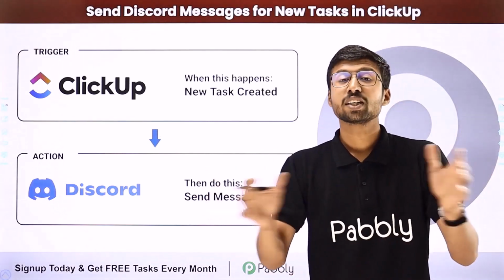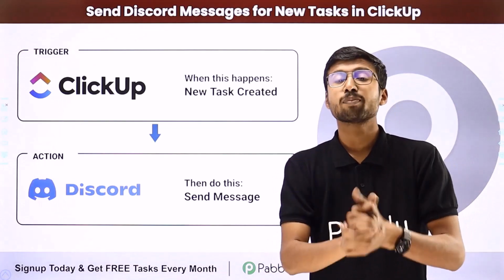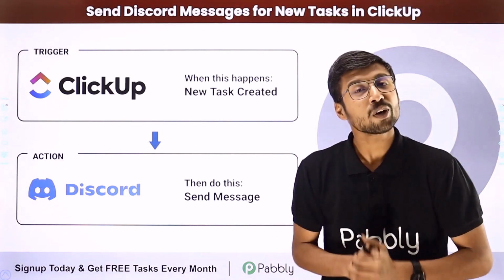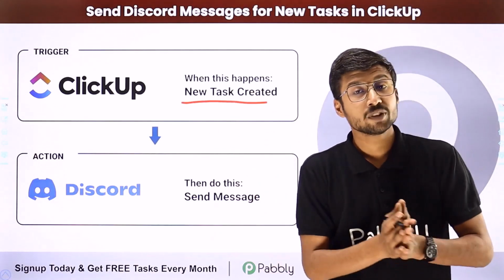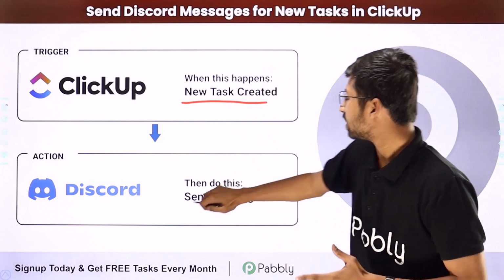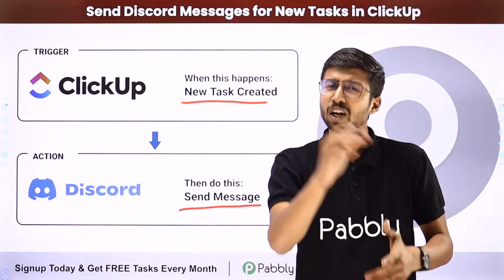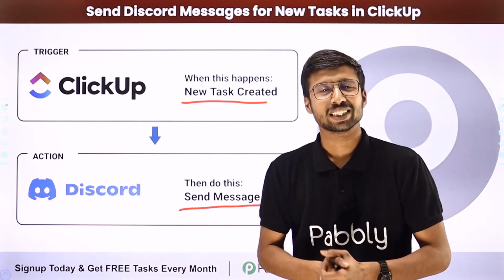But guys, Discord and ClickUp don't have any direct connection between them. So let me tell you how, using Pabbly Connect's automation, you can actually automate this process. The trigger of this automation will be creating a new task in ClickUp. An action will be sharing the same task details as a channel message on our Discord channel automatically. Now how can you set up this automation? To know this, you have to come with me to my screen.